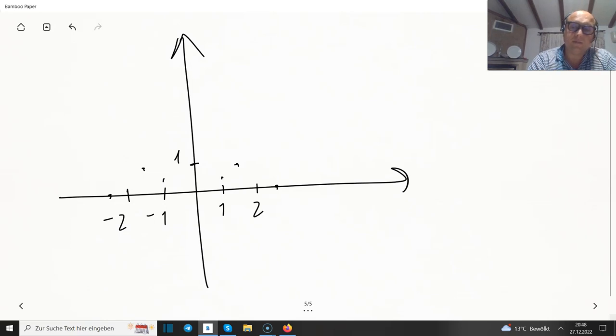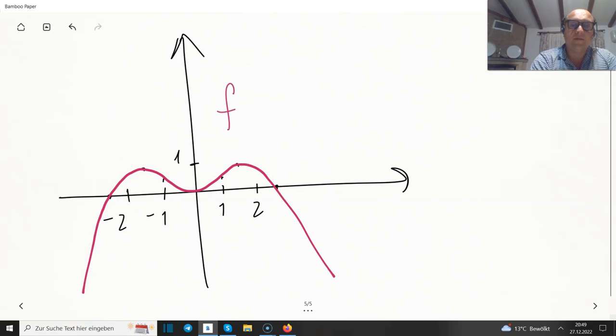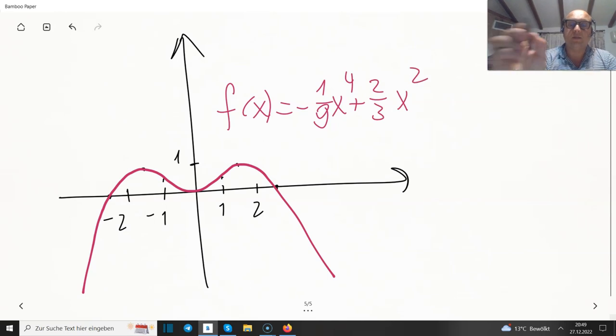Okay, does it make sense? Well, it does. Let me switch the color. So I would say it goes like this. Then we're going to min. And then we're going down like this. So that would be the graph of f of x equals to -1 divided by 9 x to the power of 4 plus 2/3 x squared.